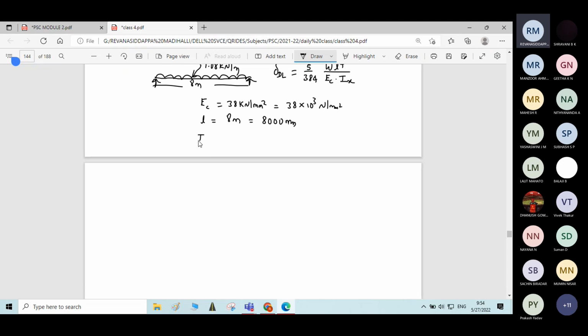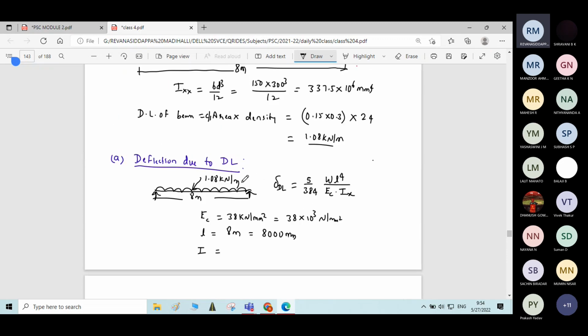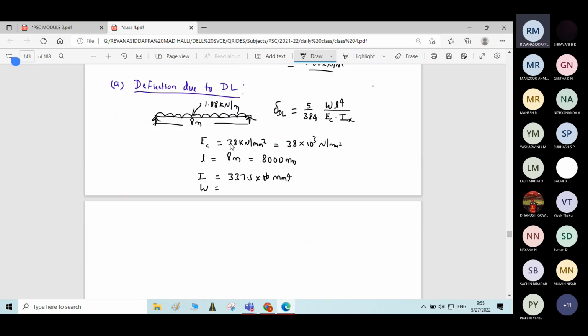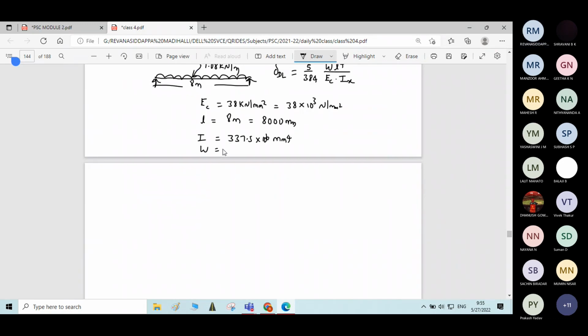Okay, and moment of inertia we have determined just before, it is 337.5 into 10 power 6 mm raised to 4. And W is also calculated before, it is 1.08 kilonewton per meter. In terms of Newton per millimeter, it is the same only, correct? 1.08 Newton per millimeter. Now you can substitute all the values and you can get the deflection due to dead load.